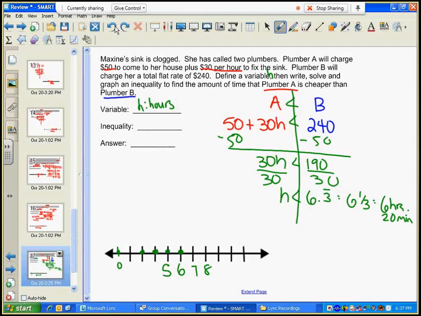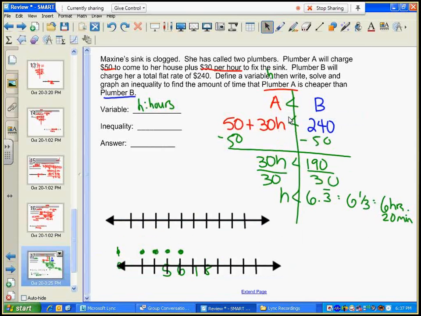If they actually charge by the minute, then the way I would graph this would be, I would find 6.3, which is kind of right there. 6.3, and I'll make a big open circle, and I'll choose everything that's to the left of 6.3. Now at 6.3, that's when the prices would be equivalent. That's when they would be equal. Right now we're looking for when A is cheaper.